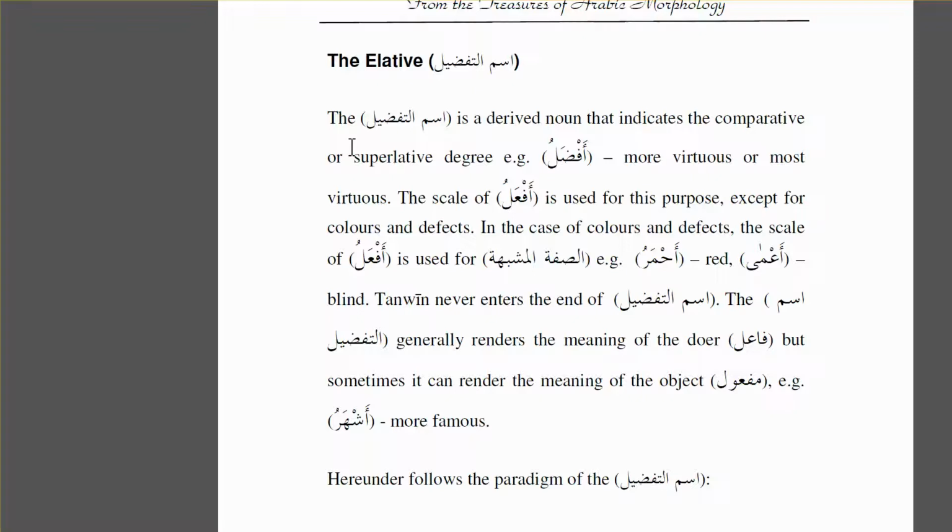So when you want to say anything is the most or more, you want to say akbaru min, it is greater or bigger than anything, or al akbar, the greatest. So you use this form, this scale, af'alu. Except for colors and defects. You can't use the superlative, the elative form, for defects and colors. It's more red or it's more blind. You don't use that. In the case of colors and defects, the scale of af'al is used for sifat mushabba. You're going to learn what sifat mushabba is in our next video, inshallah. So skip that for now.